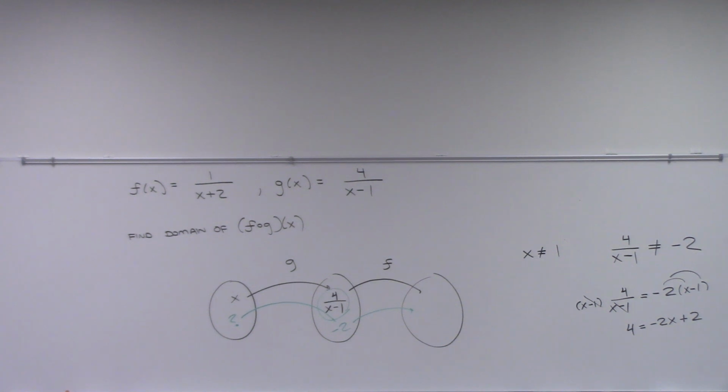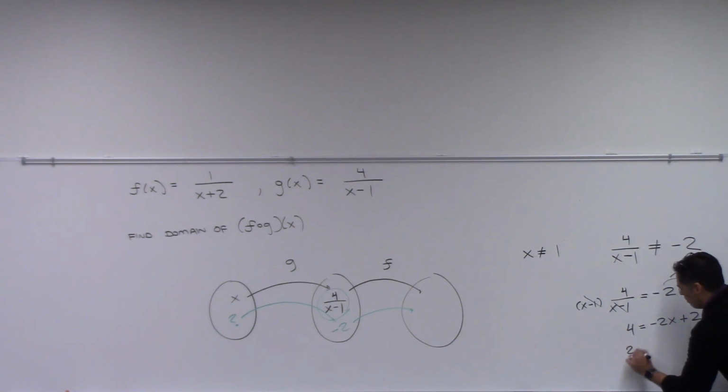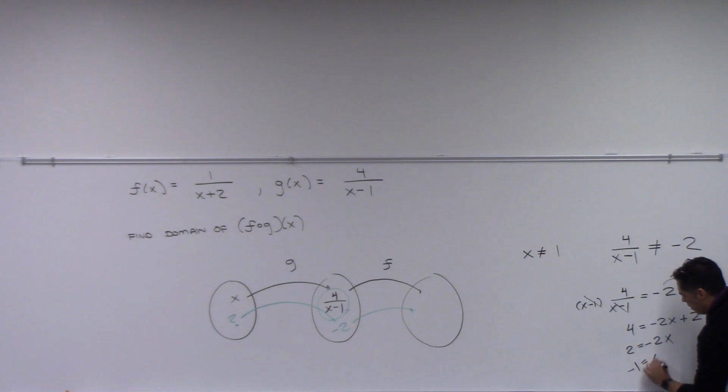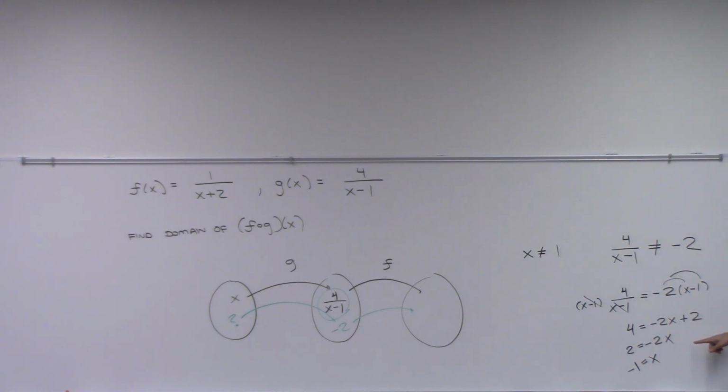Subtract 2 on both sides. Divide by negative 2. Am I doing that too quick? Solving this equation, x is negative 1.